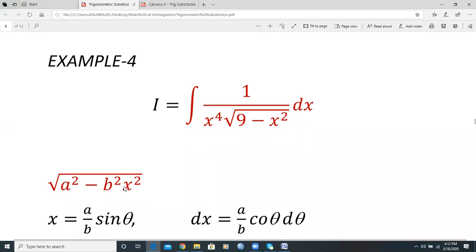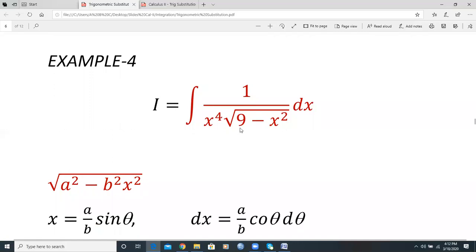We know this 1 minus sine square theta is cos square theta. In this way, we eliminate the square root. So, whenever we have this type of integrand, the integral which involves functions like square root a square minus b square x square, we make the substitution x is equal to a over b sine theta. So, therefore, dx actually becomes a over b cos theta d theta.